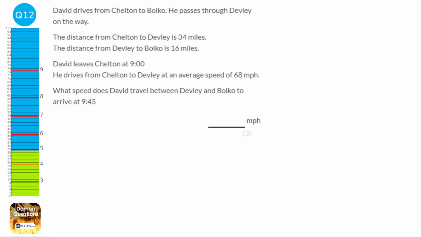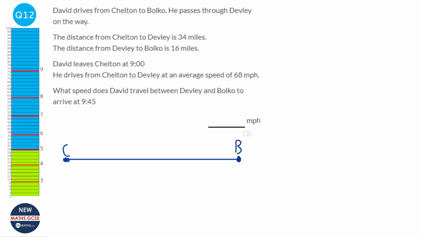There's an awful lot going on in this question. Whenever there's an awful lot going on, it's always best to draw a diagram. So we're going to start off at Chilton, which is a C. Then we go to Bolko, that's where we're going. And we go through Devley on the way. So we'll do D there. Distance from Chilton to Devley is 34 miles. Distance from Devley to Bolko is 16 miles. So I'm just reading through the question, adding it to my diagram.